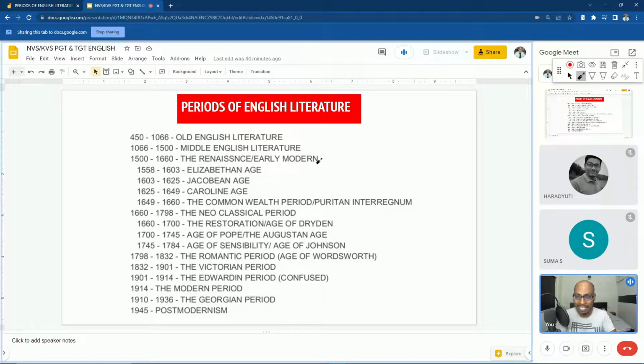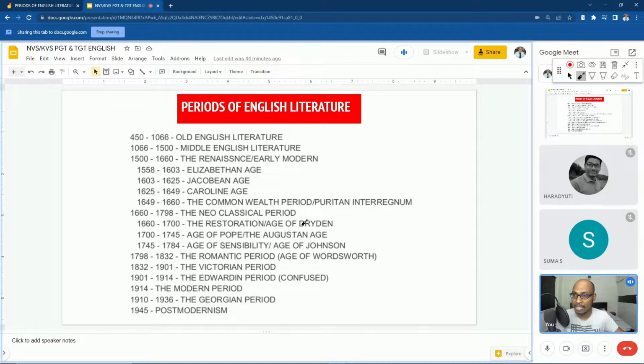Now for a basic understanding, we have to understand the beginning of English literature and the most modern literature, that is called postmodernism. So what we do is we'll start with Old English literature and then try to complete Middle English literature today, and then we will go with the Renaissance, the Elizabethan age, and then we'll enter into Shakespeare. Where Shakespeare comes, we'll come to know when we go in a systematic manner.